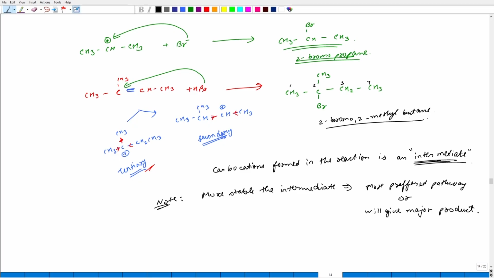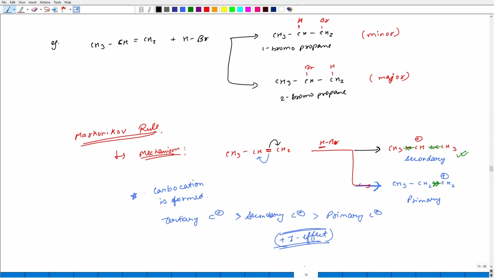These intermediates define which way the reaction is going to go. In this case, tertiary carbocations are more stable than secondary carbocations, which are more stable than primary carbocations, and this stability determines which way the reaction goes. This gives us the formation of 2-methylbutane derivative or 2-bromopropane rather than 1-bromopropane. This is the rule stated by Markovnikov. So this rule is known as Markovnikov's rule or Markovnikov's addition.